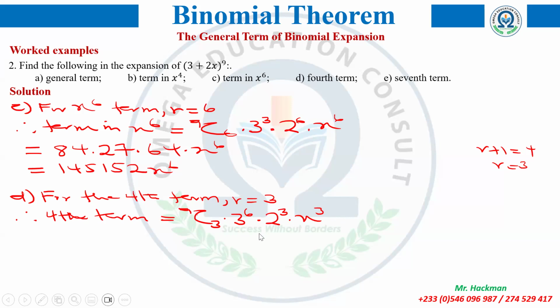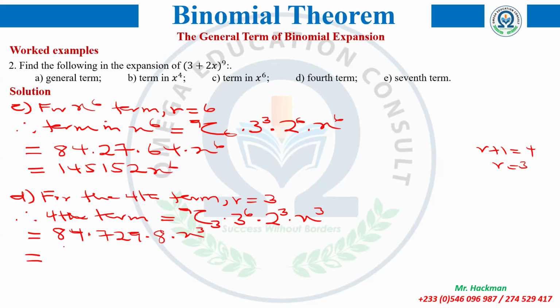With this one, we have to go the full stretch. We can infer that the fourth term is not the same as the term in x to the power 4 or the term in x to the power 6. It's none of them. So now 9 combination 3 is 84, then 3 to the power 6 is 729, times 2 cubed, which is 8, then times x cubed. Now your final step.